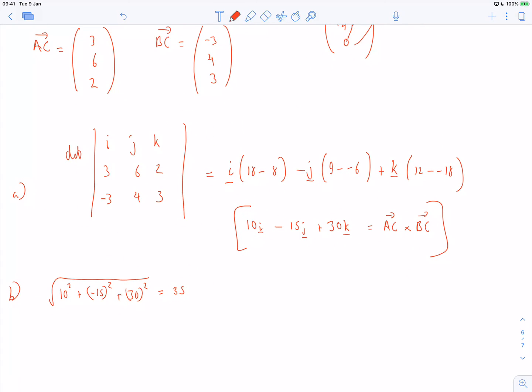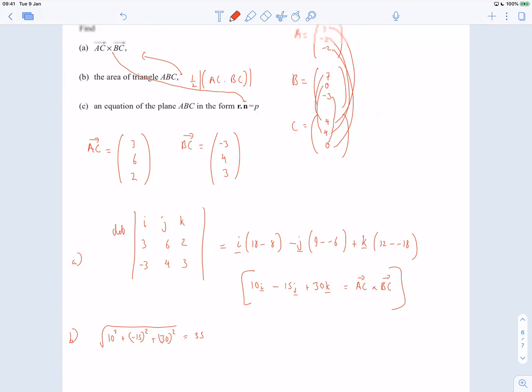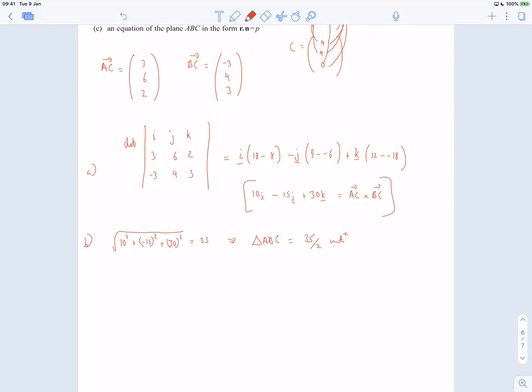is going to be the area of the parallelogram, remember? So the area of the triangle ABC is just going to be 35 over 2 units squared. So that's my answer for that one.